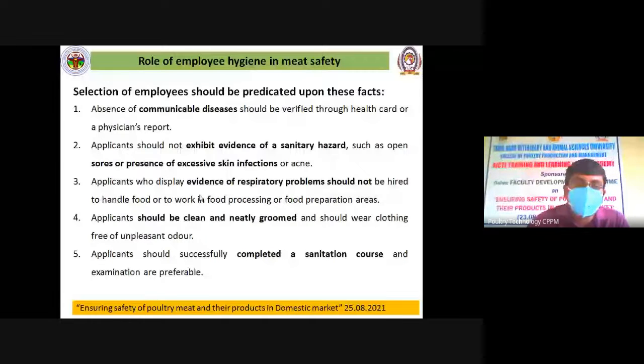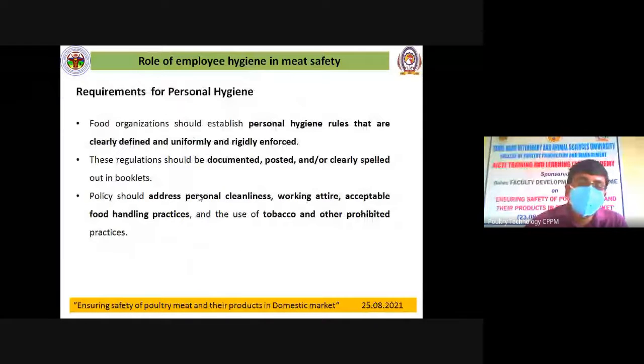So, requirements of personal hygiene. Food organizations should establish personal hygienic rules that are clearly defined, uniformly and rigidly enforced. So any organization should enforce a set of hygiene rules that should be clearly defined, uniformly followed, and strictly enforced on the employees.